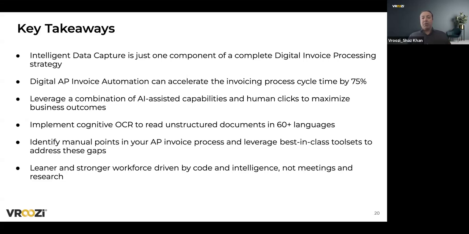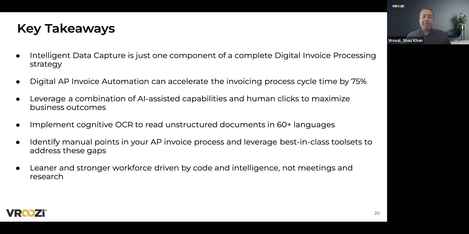Intelligent data capture, or what we know as optical character recognition or OCR, is just one component of a complete digital invoice processing strategy. If you are just doing IDC or OCR, that is not digital. That's not automation. A complete holistic invoice processing lifecycle has intelligent data capture as one major component. But you also have to tie it together with smart approvals, smart account assignment, smart exception handling, smart routing for payments. And those are the things that make up a holistic strategy.